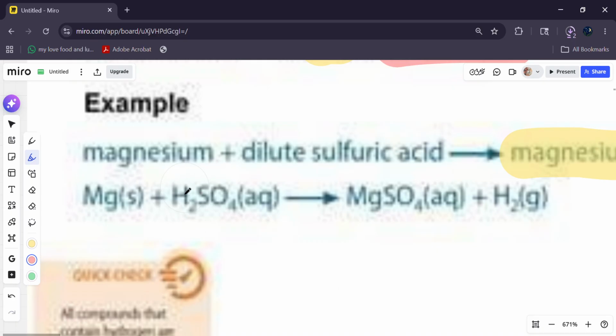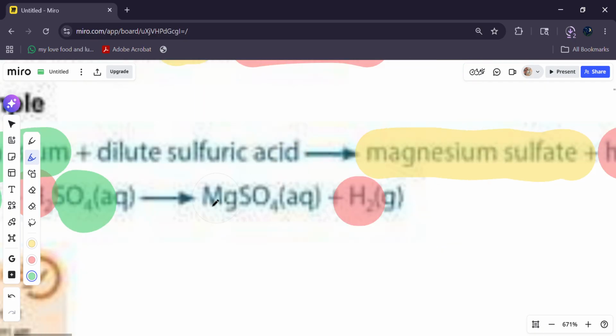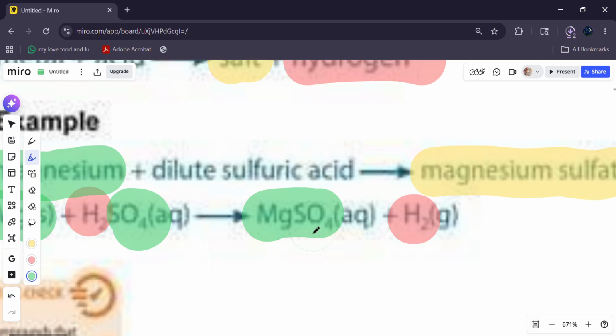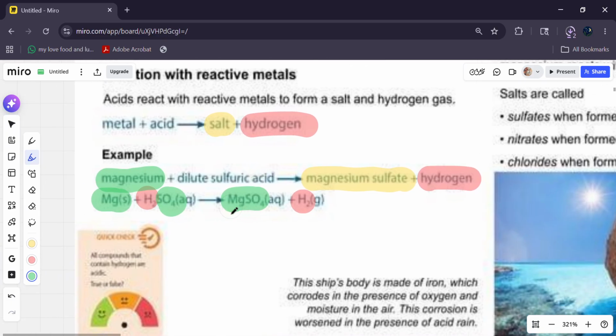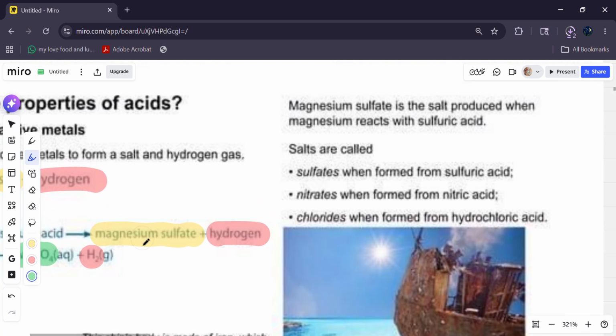This is obvious, as you can see in the reaction. What happens here is that hydrogen leaves the dilute sulfuric acid, and the magnesium mixes with the sulfate to produce magnesium sulfate, while the hydrogen leaves the dilute sulfuric acid to be on its own. Now, this is a balanced equation explaining the reaction between magnesium and dilute sulfuric acid. Magnesium sulfate is the salt produced when magnesium reacts with sulfuric acid.